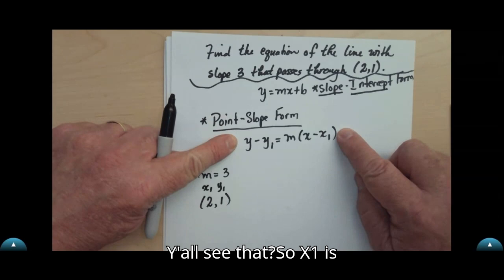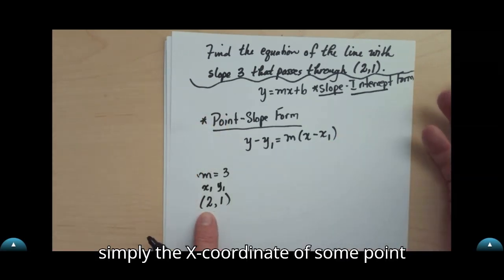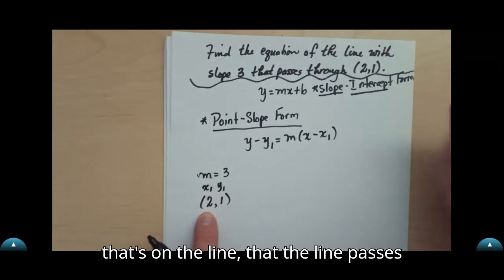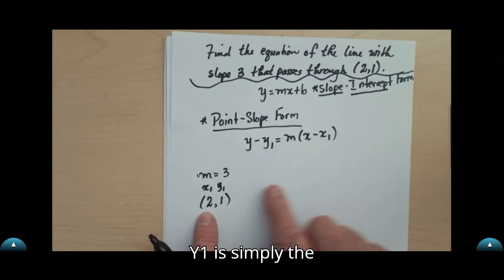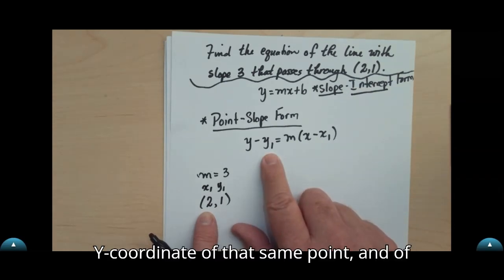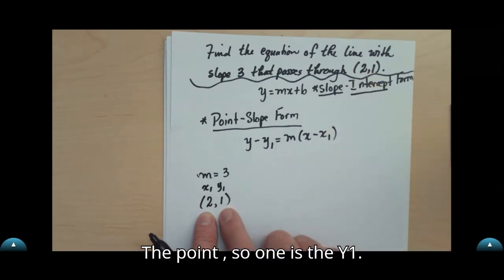Y'all see that? So x1 is simply the x coordinate of some point that the line passes through. Okay, they gave us an x1, 2. y1 is simply the y coordinate of that same point. And of course, they gave us that y coordinate, the point 2, 1. So 1 is the y1.